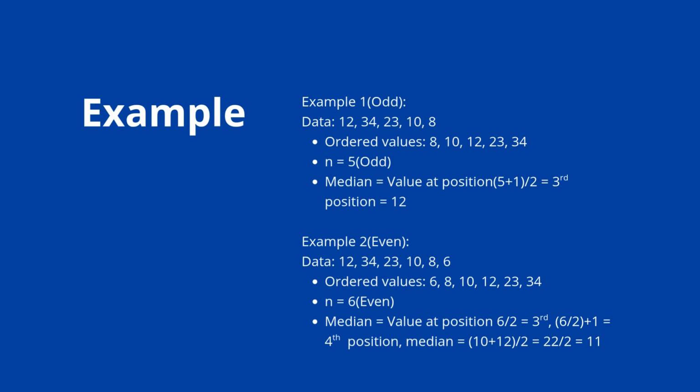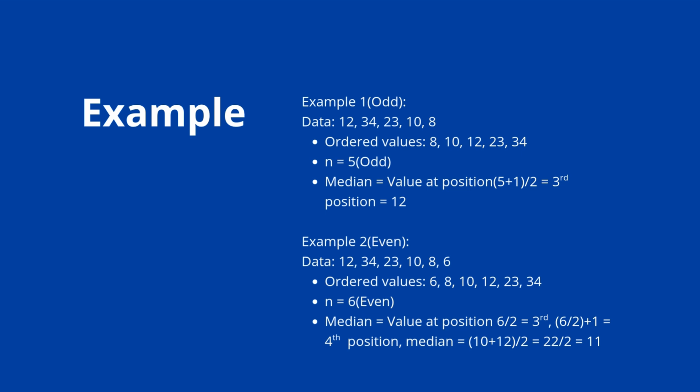In the second example, we have a total of 6 values, which is even. First we order them in ascending order: 6, 8, 10, 12, 23, 34. Now we calculate the positions of the values. As per the formula, the total number is 6, and 6 divided by 2 equals 3. The third position is 10.